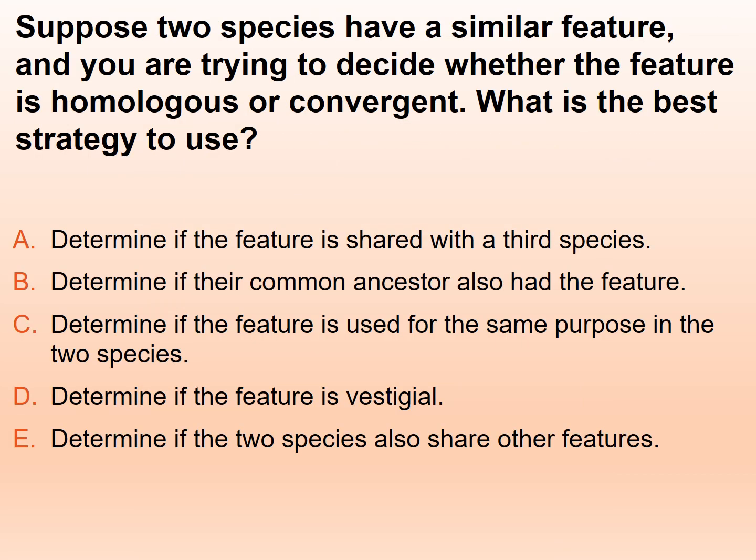Now let's see an example of a question. I've got this example right here. Suppose two species have a similar feature, and you are trying to decide whether the feature is homologous or convergent, or analogous would be the same term. What is the best strategy to use? I'll give you a couple of minutes to try to make a choice, and then we'll move on to the next slide.